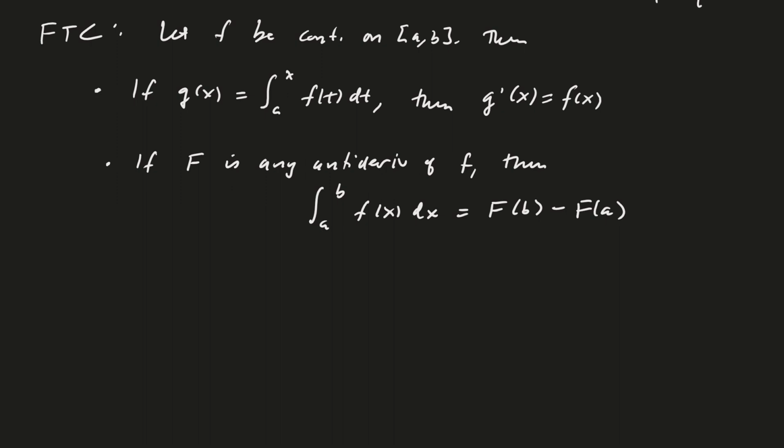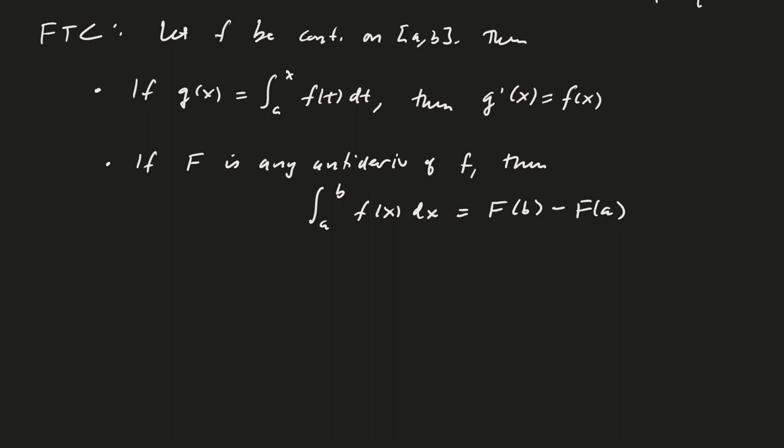So I've written it down here. Let f be continuous on the closed interval from a to b. Then, if g of x is defined to be the integral from a to x of f of t dt, then g prime of x equals f of x. And then the second part is if capital F is any antiderivative of little f, then the integral from a to b of f of x dx can be computed by taking the antiderivative and evaluating it at b minus the antiderivative evaluated at a.